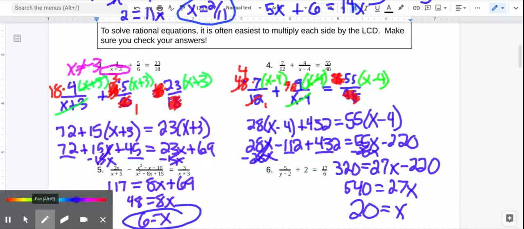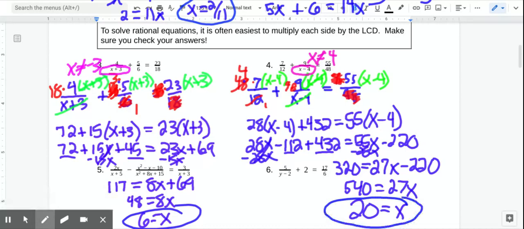Now remember, go back to the original. Our excluded value, x cannot be 4, which is fine. We don't want x to be 4. We want x to be 20. So this is a great answer. We'll check out more examples in the next video.